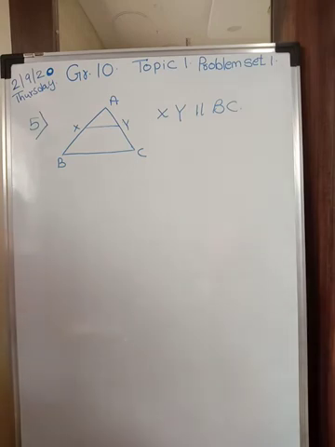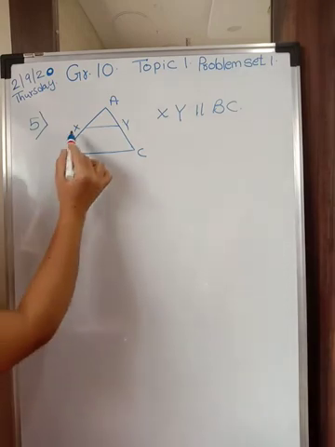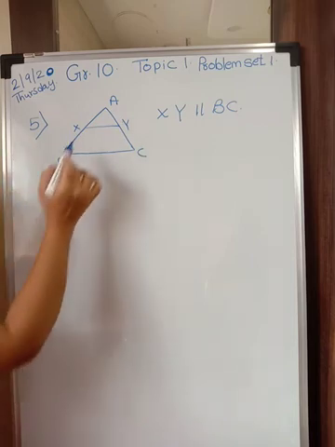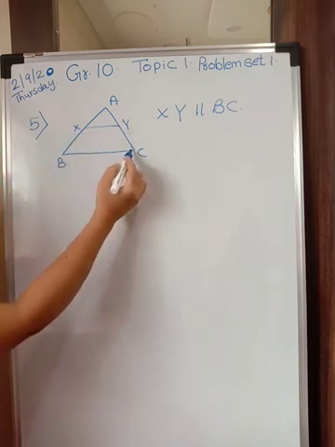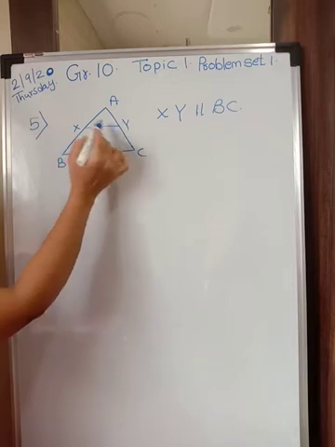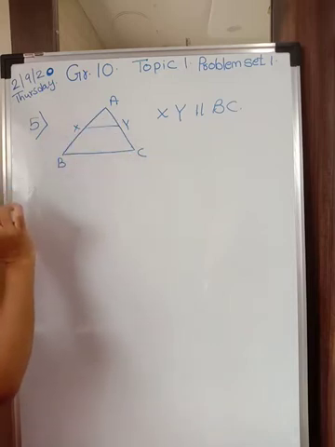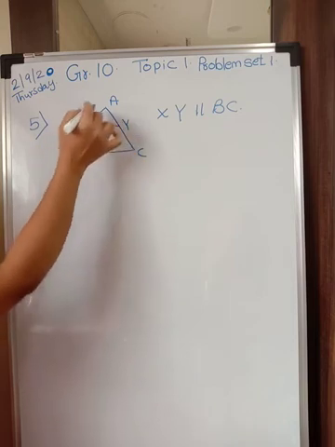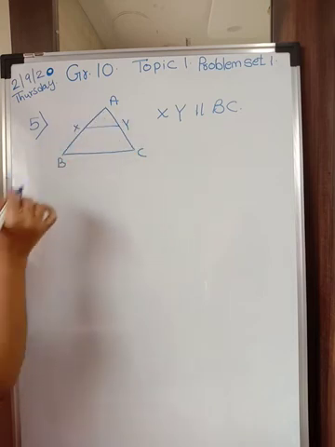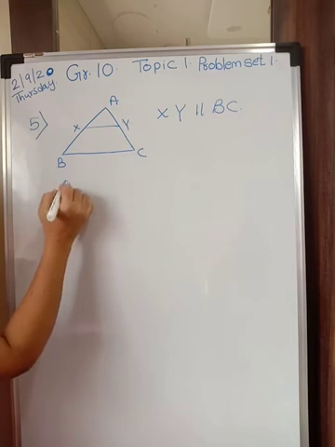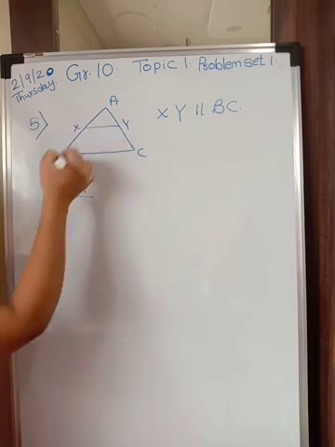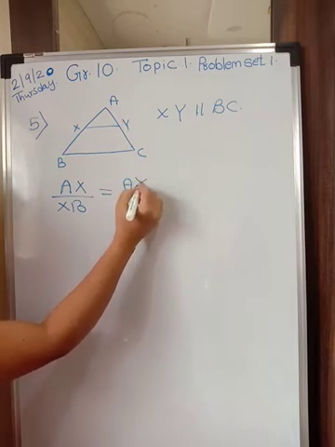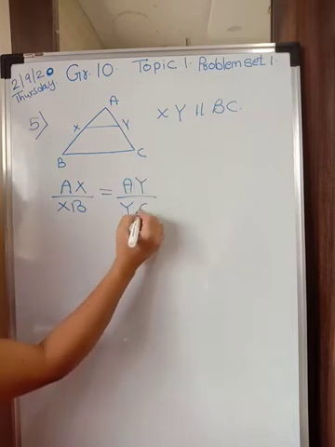Fifth question is also very easy. They have given XY is parallel to BC. Do you remember basic proportionality theorem? If a line is parallel to a side of a triangle and it intersects the remaining 2 sides in 2 distinct points, then this line divides the 2 sides into the same proportion. As per basic proportionality theorem, what we have? AX upon XB will be equal to AY upon YC. This is the correct proportion.